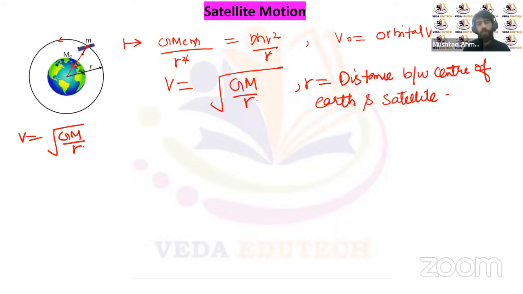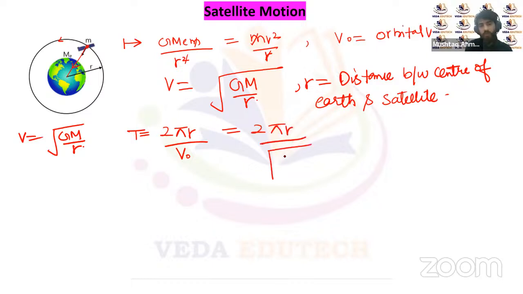Now talking about the time period of a satellite, we know that it moves in a circular orbit. The circumference of the circular orbit will be 2 pi r. The time period will be the circumference upon the speed, that's 2 pi r upon v naught. V naught is under root of GM by r. So the time period here is 2 pi r upon under root of GM by r.